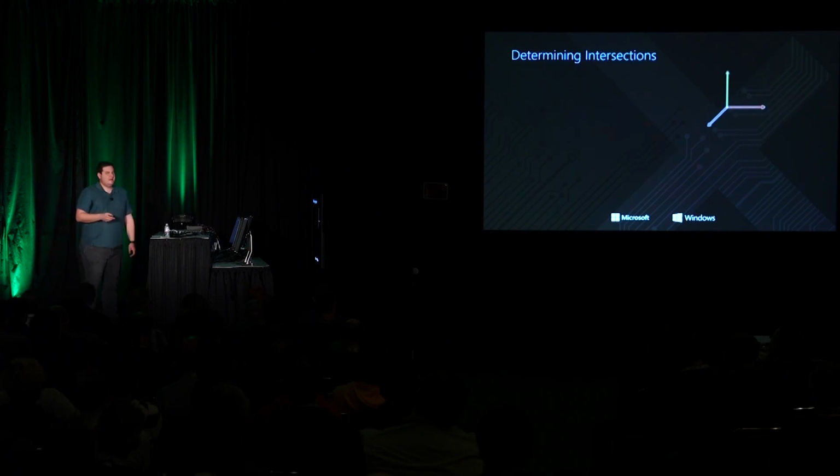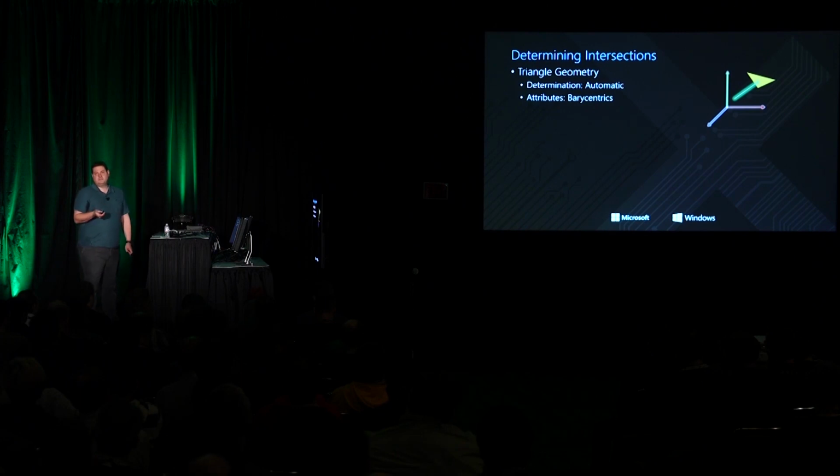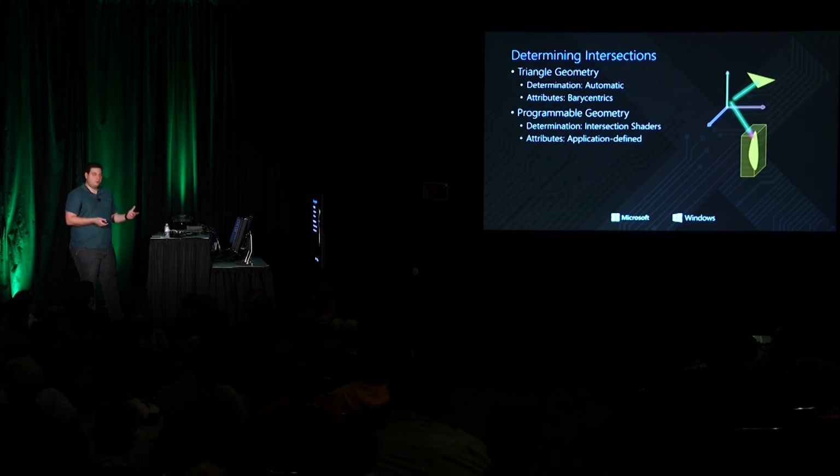So once you've called TraceRay, how are intersections determined? Well, this depends on the type of geometry that you've specified. So for a triangle geometry, the determination of intersections is automatic. It's what you would expect. If the ray intersects the triangle, then it triggers an intersection. The attributes themselves you get back within the shaders are the barycentric coordinates of the intersection. There are no built-in interpolators, but using the barycentric coordinates, you can look up into an SRV buffer and do the interpolation yourself.